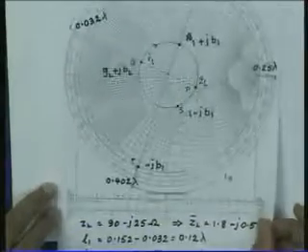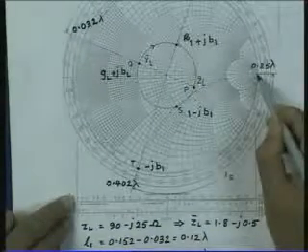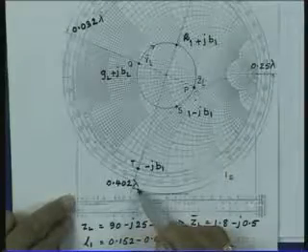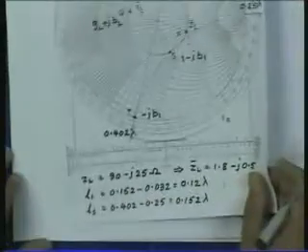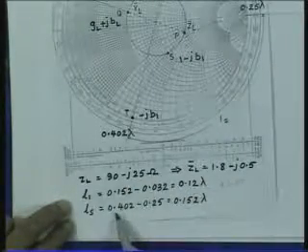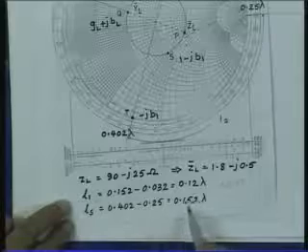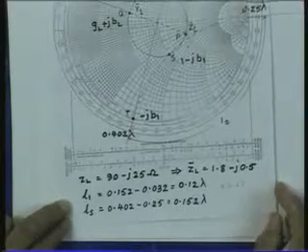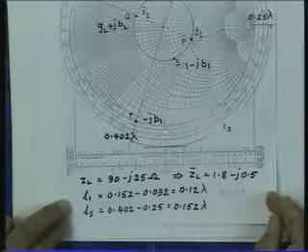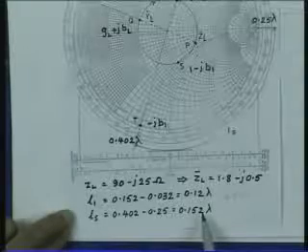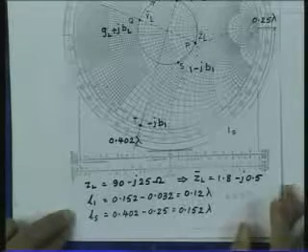So, again I can read the lengths. This point corresponds to 0.25 lambda, this is 0.402 lambda. So, the difference of these two gives me the length of the stub, and that is 0.402 minus 0.25 is equal to 0.152 lambda. So, now we have got the length of the stub, we have got the location of the stub.